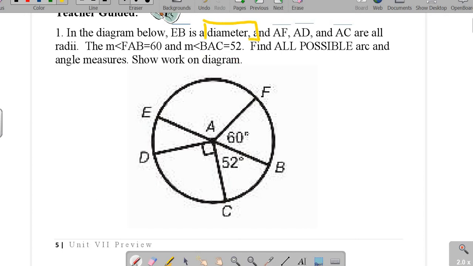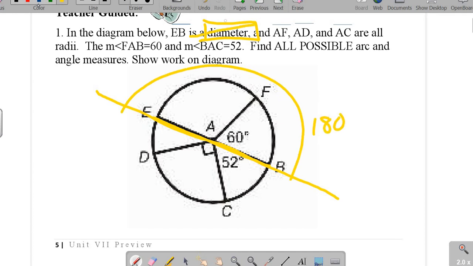Whenever you have a diameter, the very first thing I'd like you to do is trace that diameter. Then I'd like you to stretch it out and sweep the 180. Also, I'd like you to watch out for radii. Just trace them. AF, AC, AD are all radii. Measure of angle FAB, that's a central angle. FAB is 60. BAC is 55. Find all possible arcs and angles.